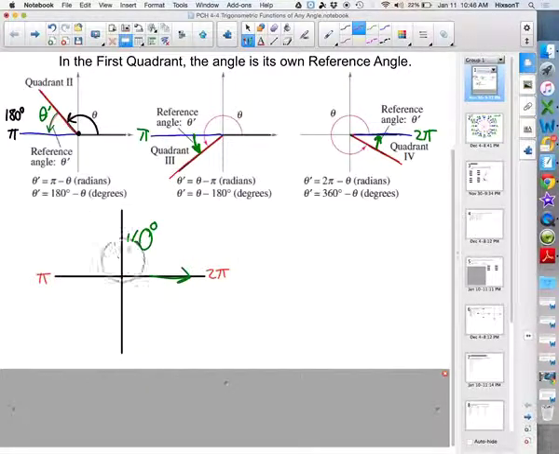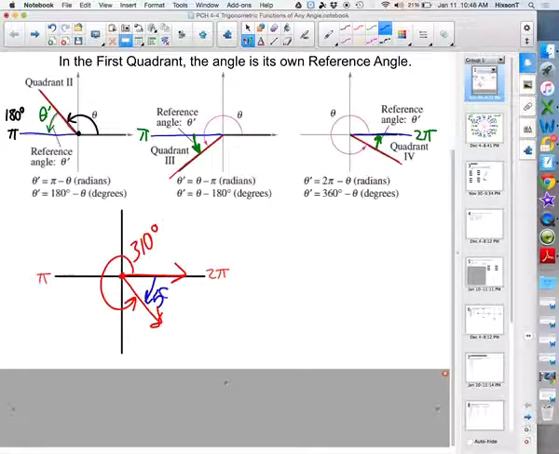All right, let's try another one. Let's say we have 310 degrees. With 310 degrees, what would we have as our reference angle? 50. We would need 50 degrees more to get to the full 360 degrees. Okay, making sense so far?